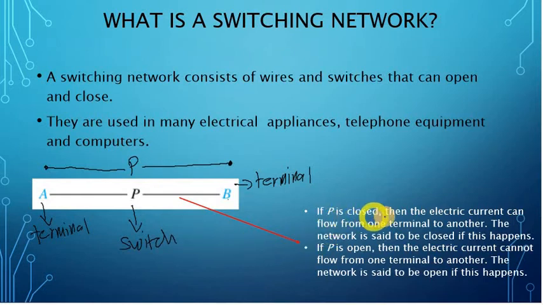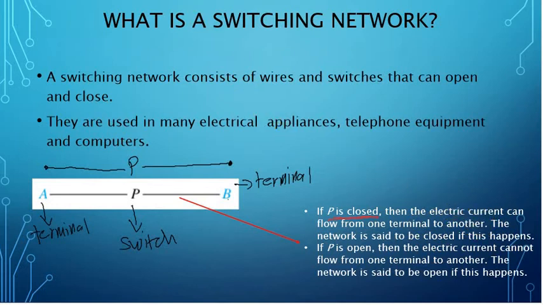If P is closed, then the electric current can flow from one terminal to another. The network is said to be closed if this happens. Now, again, we have to take note of that. If P is closed, then the electric current can flow from one terminal to another.